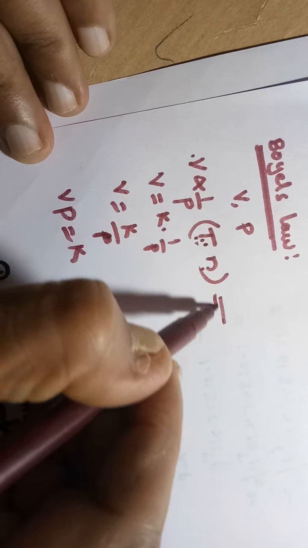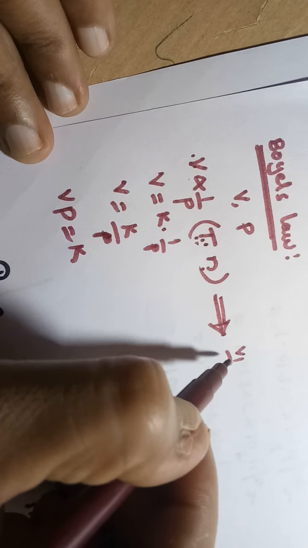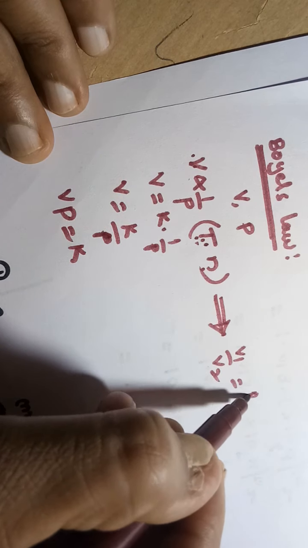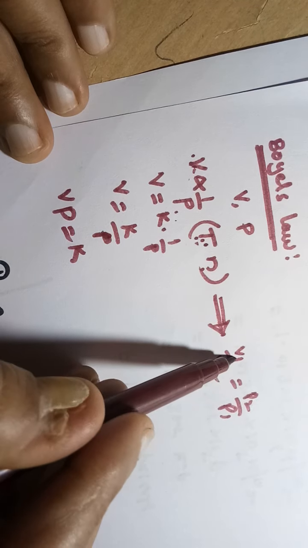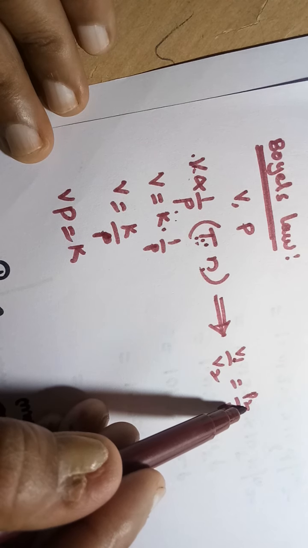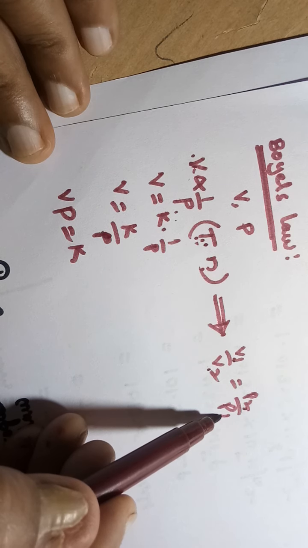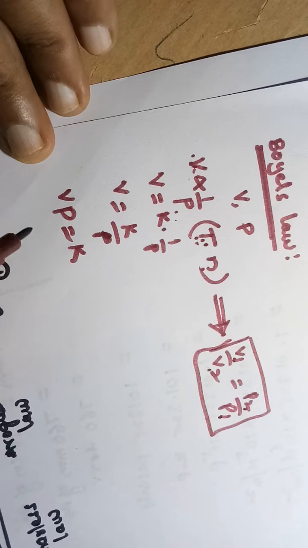Now I am writing a principle from here. Whenever an inverse relation is there, V1 by V2 is equal to P2 by P1. Whenever an inverse relation is present, where we get 1 on one side, here we should get 2. If it is 2, here we should get 1. This is the principle we wrote for inverse relation.